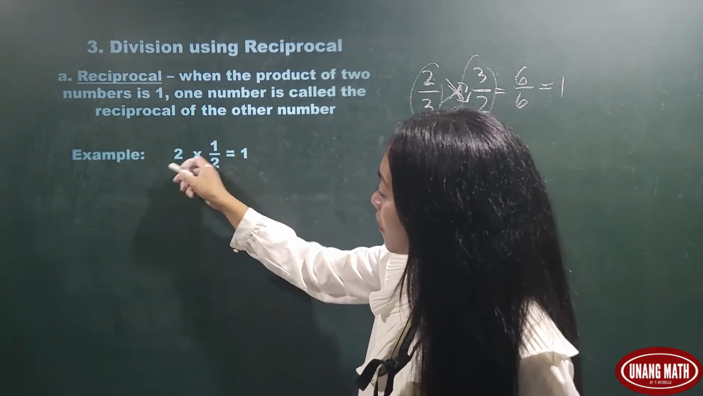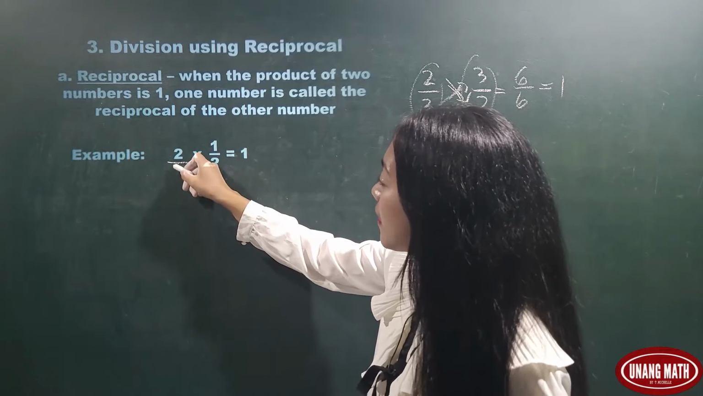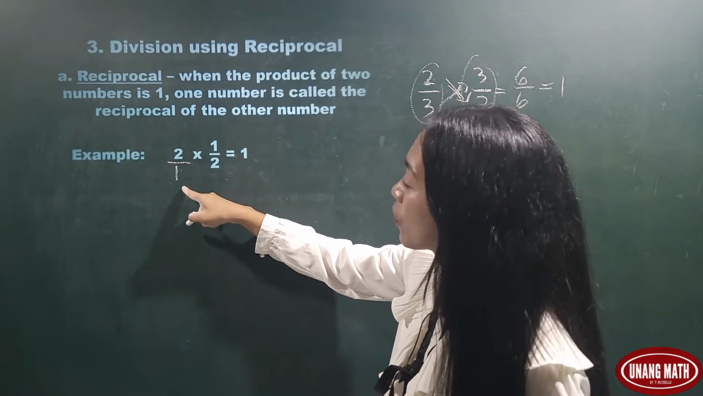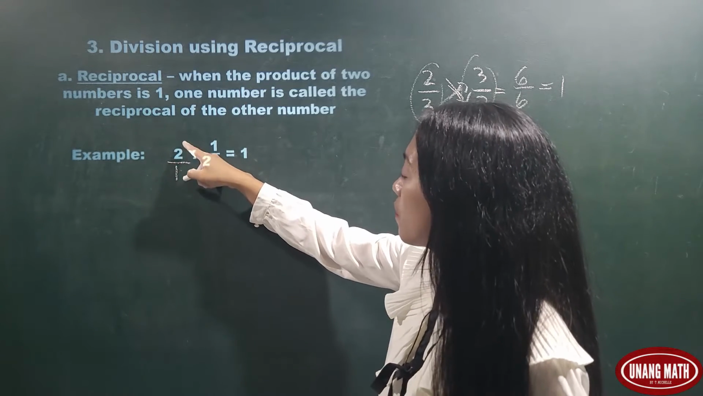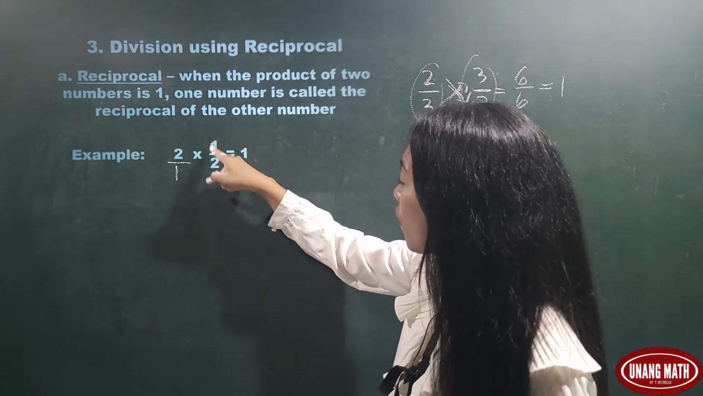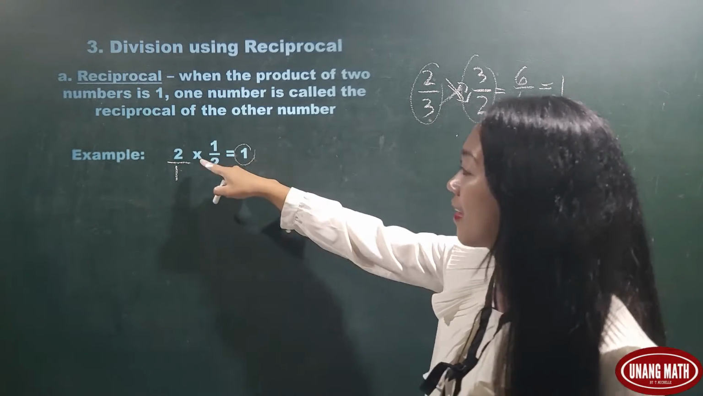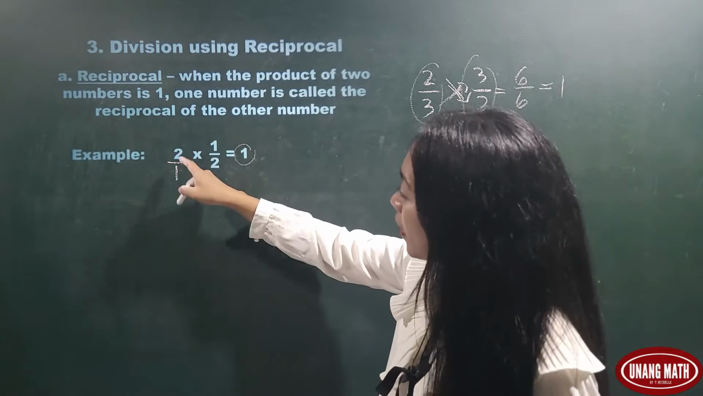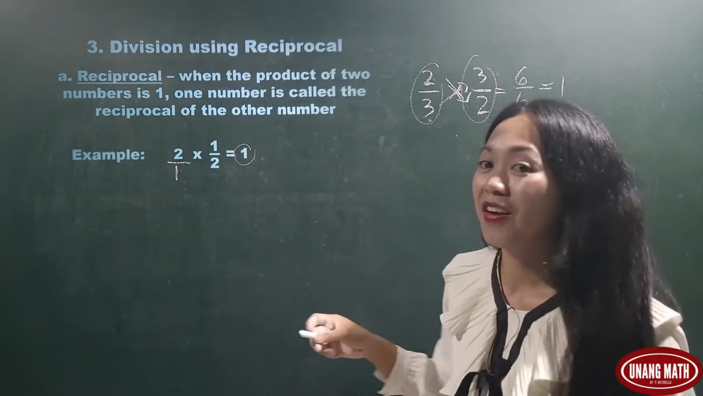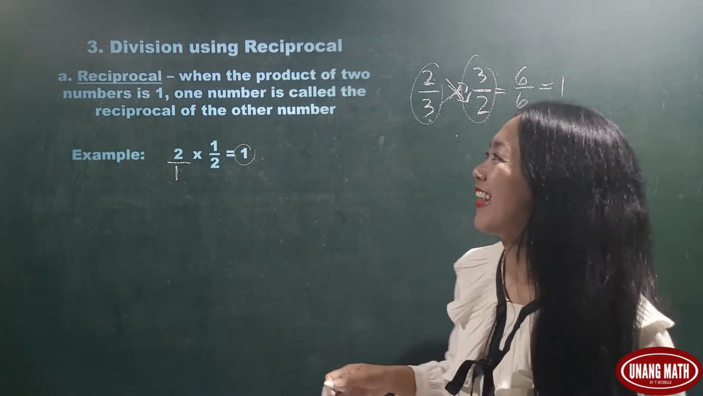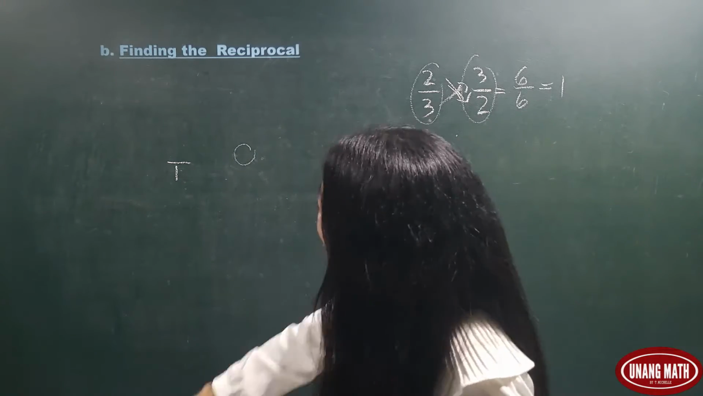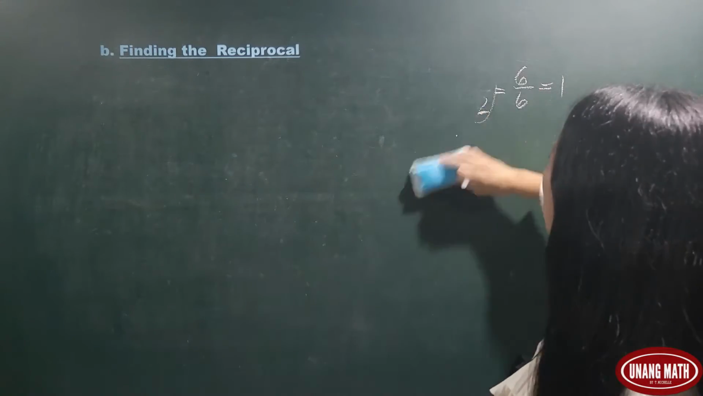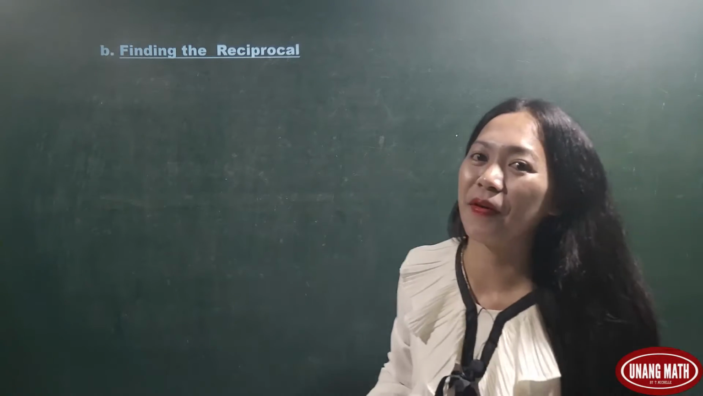So, actually, there's an omitted 1 as the denominator of 2 here. So, 2 over 1. If we multiply 2 over 1 times 1 half, these numbers are equal to 1. So, that means they are each other's reciprocal. Let's move on. How do we find the reciprocal of a number?